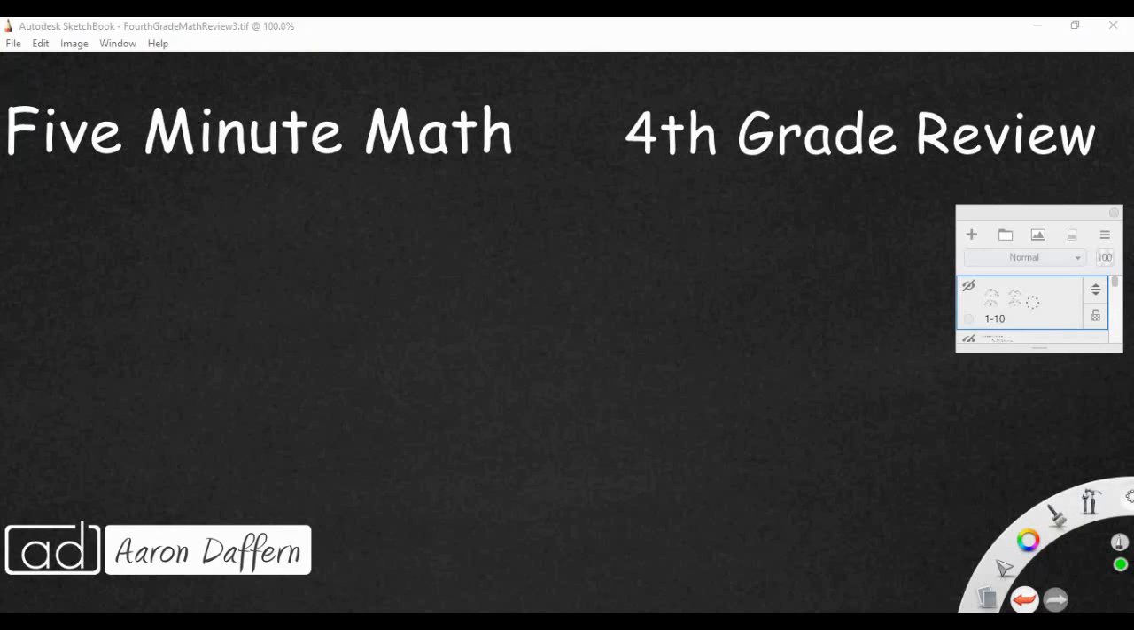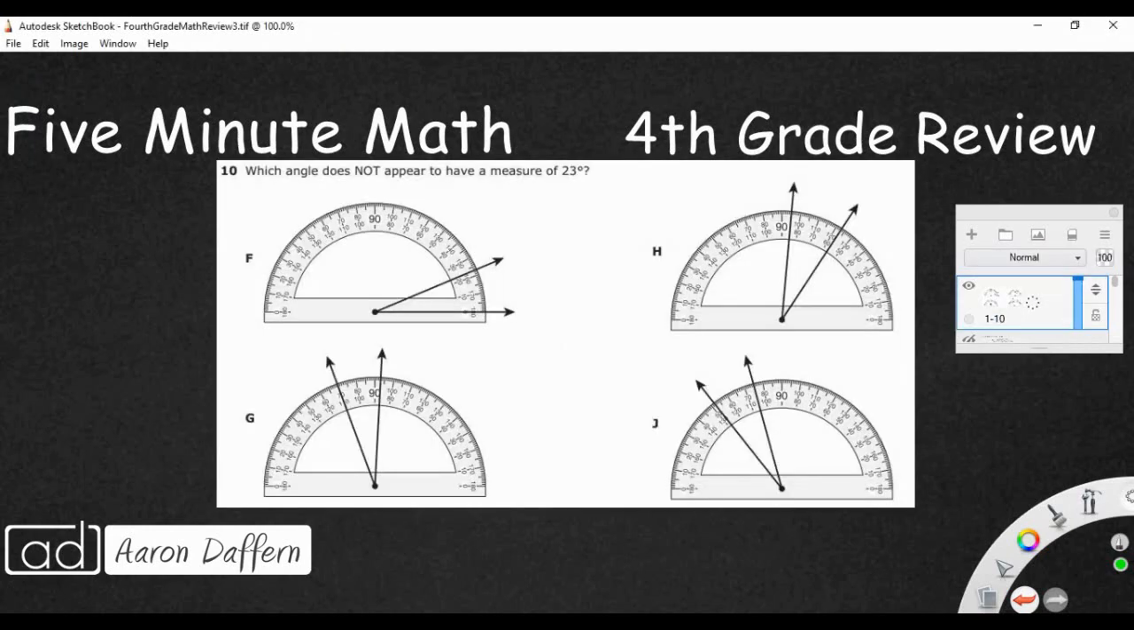Today we are looking at day 10 of a 12-day review of the entire 4th grade math curriculum. As always, we are using the 2017 Release Star Test from the state of Texas. Today we're looking at protractors, we're looking at angles, and also relative weight and mass.